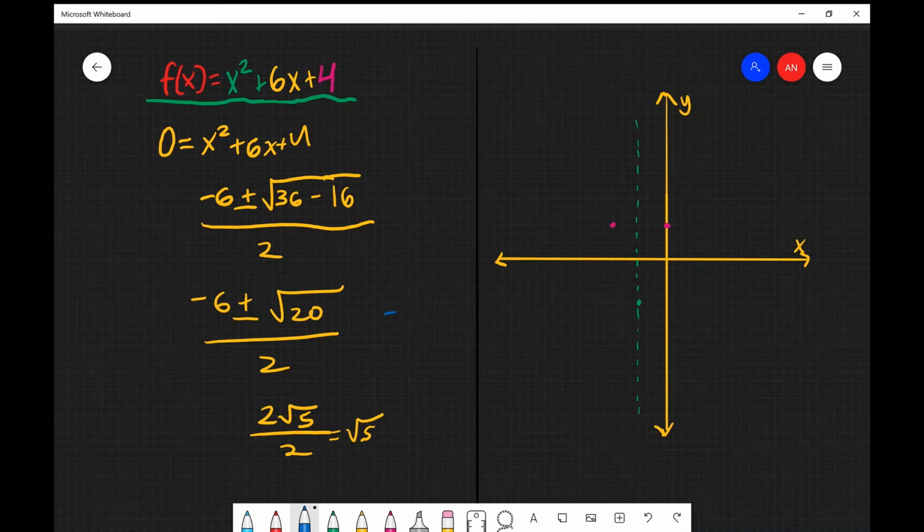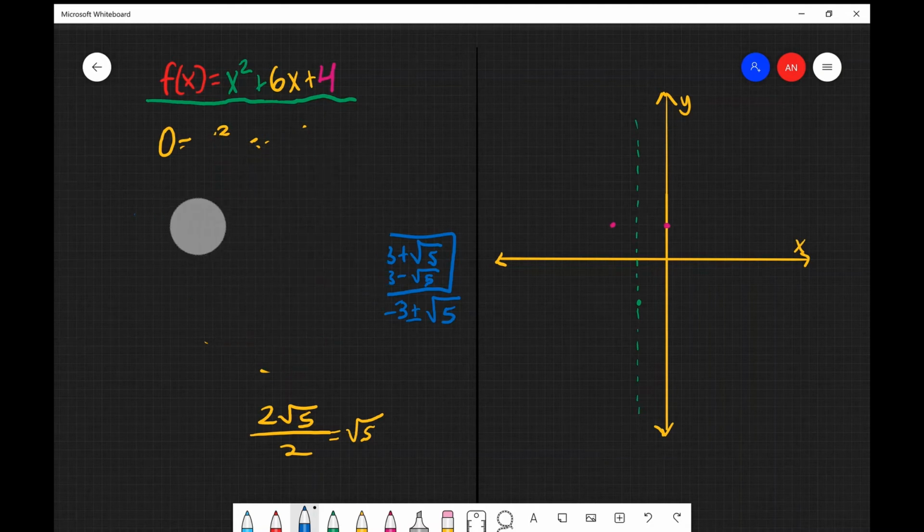Negative 3 plus or minus root 5. Okay, so we have negative 3 plus root 5 and negative 3 minus root 5 as our roots. But we can't graph that on this graph, so those won't help us for now. We can only graph an approximate.